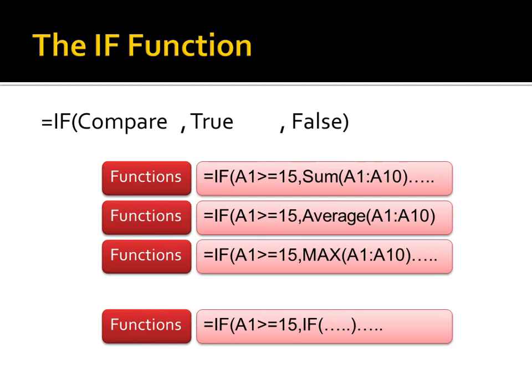But if you put an if function inside of another if function, you have another set of compare, true, and false. And then now you've got 4 commas. And if you put it in the false part, you have another set of compare, true, and false. And now you have 6 commas. And then it gets all confusing. Well, I'm here to help you make sense of this.